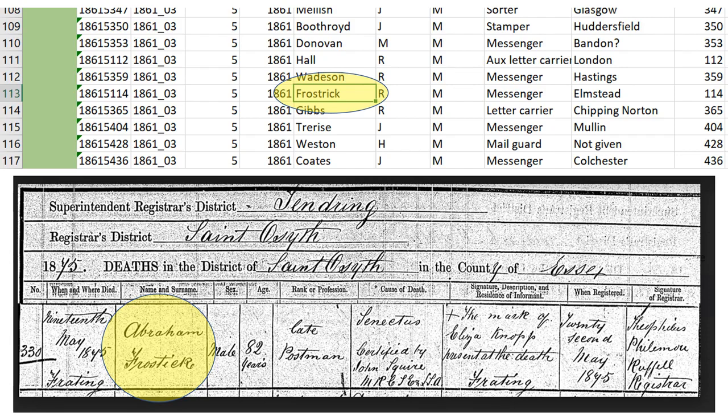So here I've just pulled out the death certificate for someone called Abraham Frostrick. He was a postman, he was a messenger actually in Elmstead. In his death certificate, he died aged 82 in 1875, and he retired in 1861, so he survived another 14 years, but he died of senectus, old age. And this is a typical example of a death certificate that we'll pull out for a subset of our total sample.